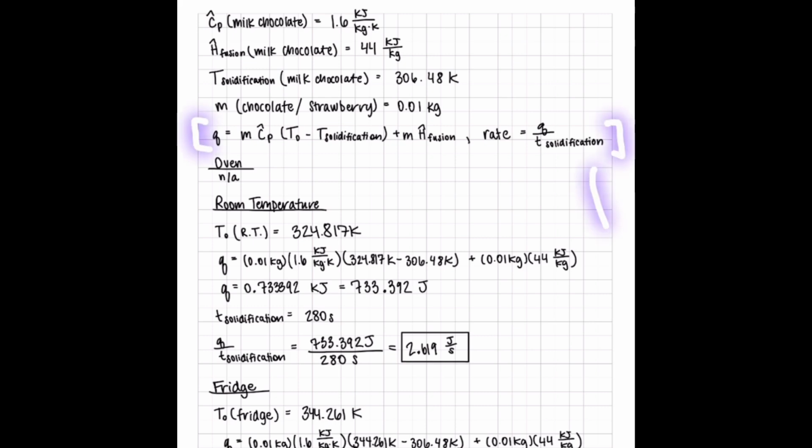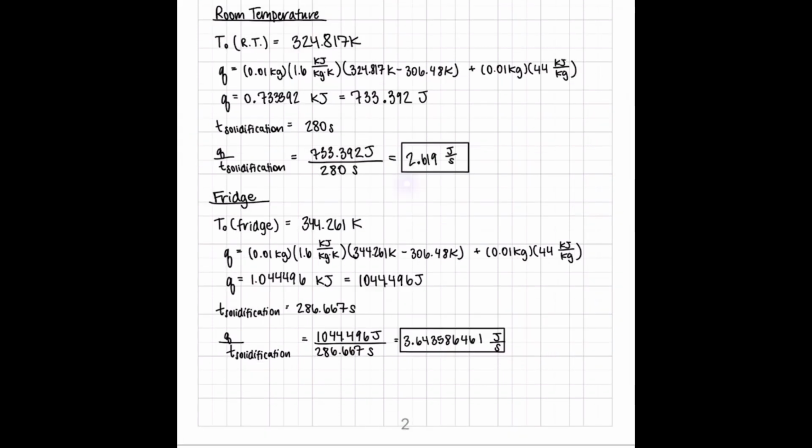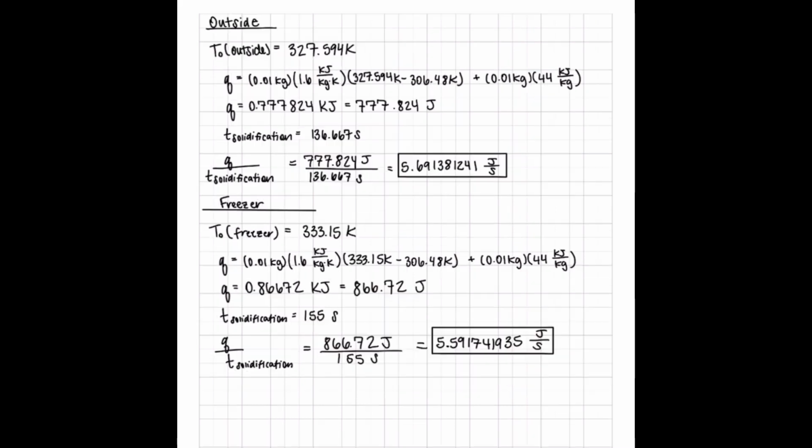Using the equations for heat loss and rate of heat loss as shown here, and inputting the temperatures and times recorded during the experiment, we found that the rate of heat loss for the strawberries at room temperature was 2.619 joules per second. In the fridge, it was 3.644 joules per second. For outside, it was 5.691 joules per second, and finally for the freezer, it was 5.592 joules per second.